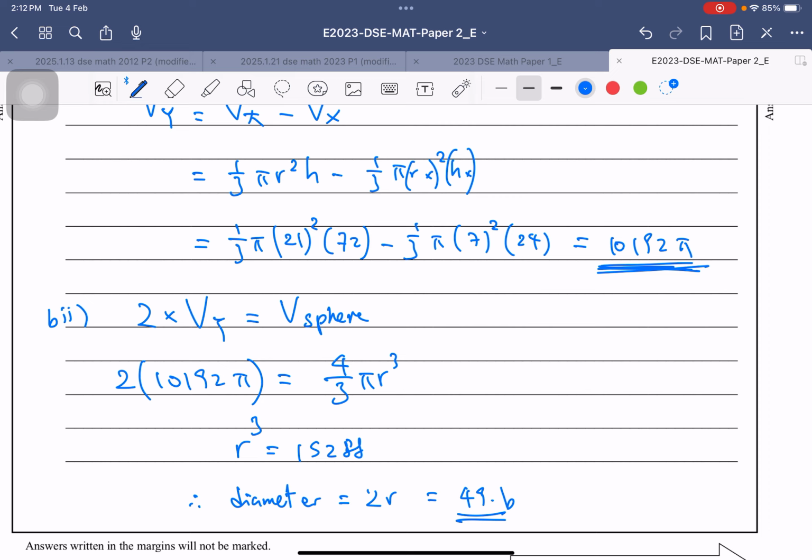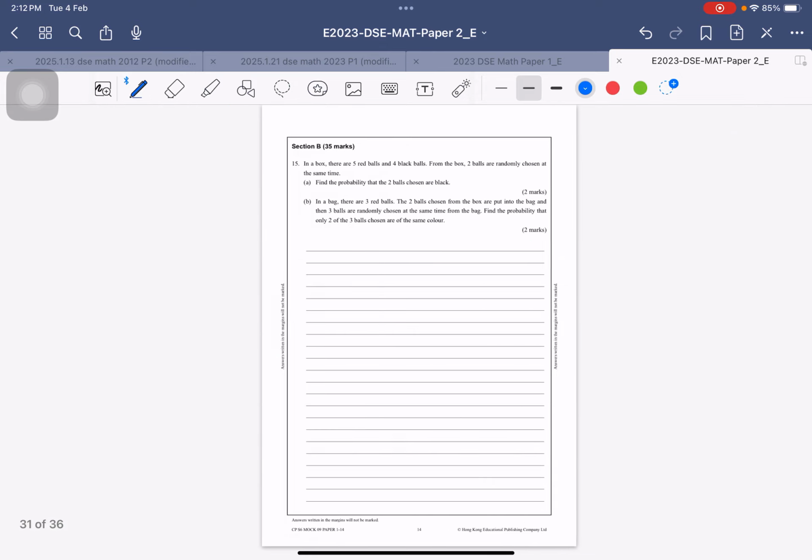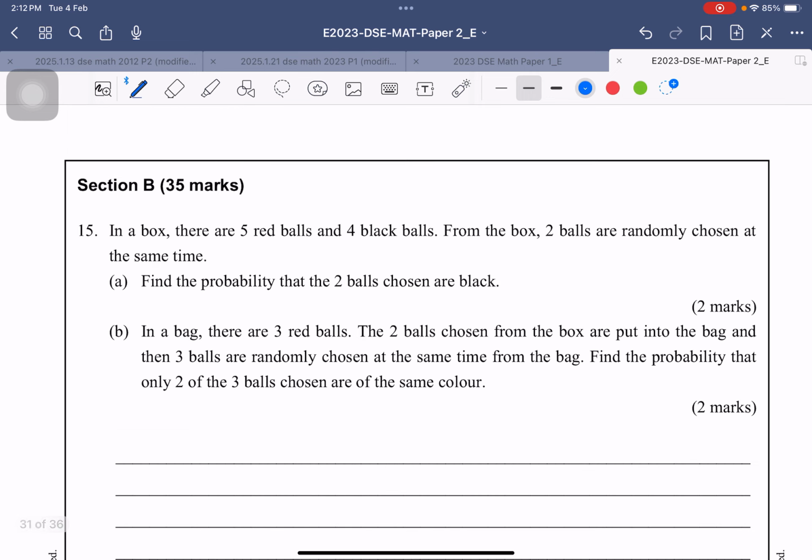There's 13 here. 15A. Easy. What did you get? This one. 15 here? Okay, finished? So what's the answer of A? 1/6. Number 6. 1/6. Why?